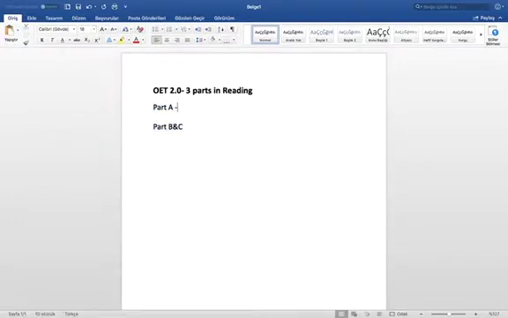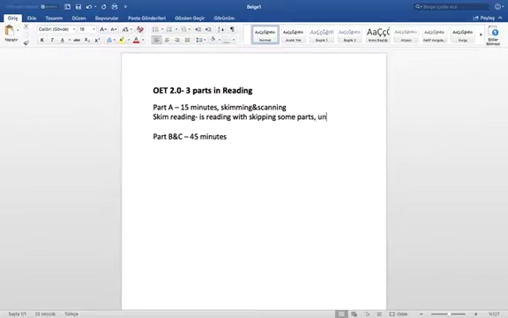For Part A, you have 15 minutes. And for Part B and C, you have 45 minutes. In Part A, the most important skill to be successful is skimming and scanning. Skim reading is reading while skipping some parts until coming to the part relevant to the question.